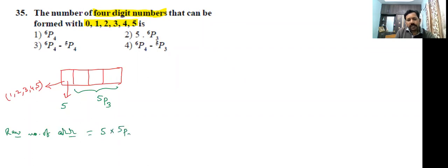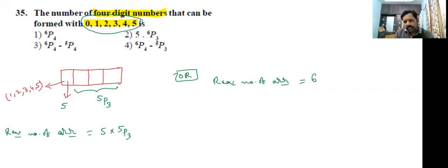This is the answer. But see the options. There is no such answer. So we need to calculate this and calculate the options also. Then you will identify. This is one method. Or go to another method. The required number of arrangements: how many digits are there? There are 6 digits. By using 6 digits, forming a 4-digit number, that is 6p4.